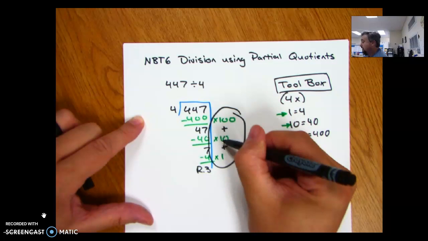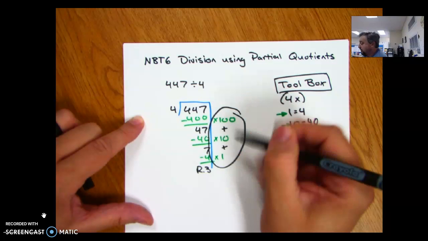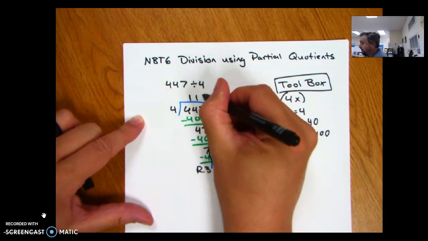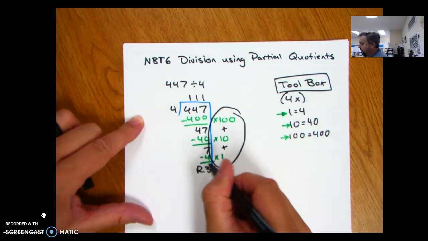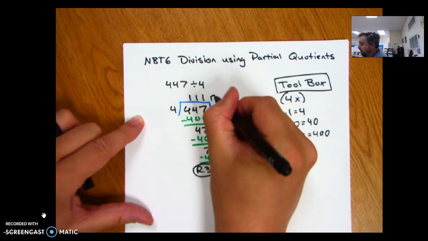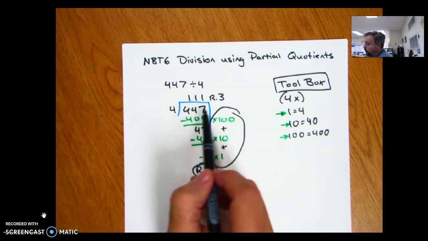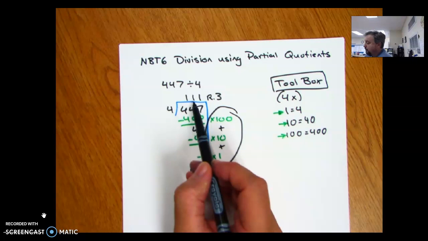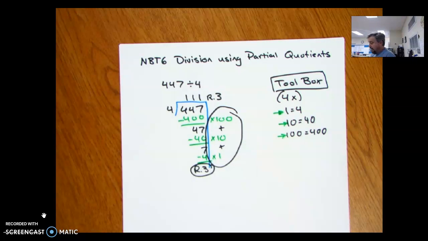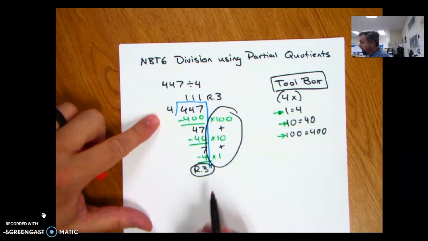100 plus 10 plus 1 is 111. And I cannot forget my remainder of 3. Now, my answer, my quotient is 111, remainder 3. But before I go any further, I'm going to check my work and just make sure it's right.